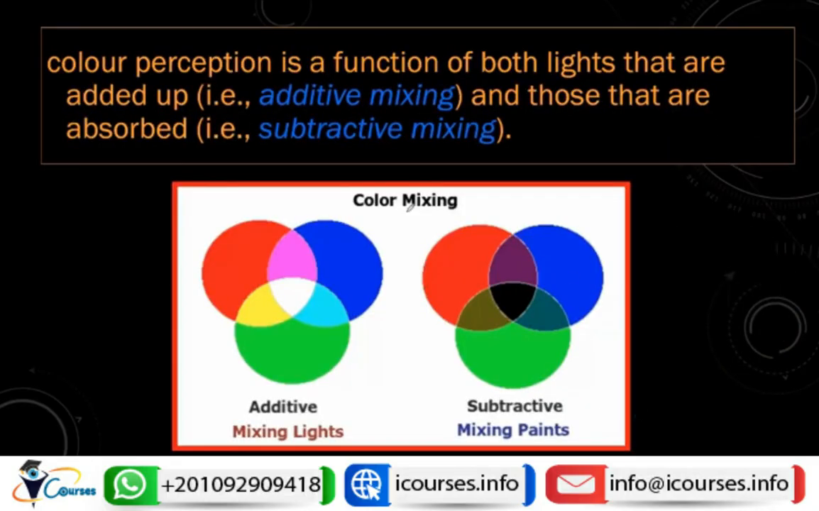So to summarize, color perception is a function of mixing of lights that can be added, which is additive mixing, forming the white light in the middle, or of light that is absorbed. The absorption is formed by the pigments. So if we are mixing paints or pigments, the result will be subtractive mixing, resulting in this black color.